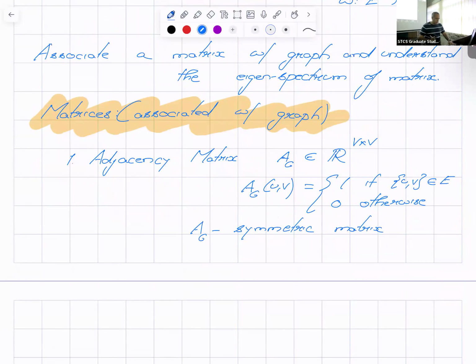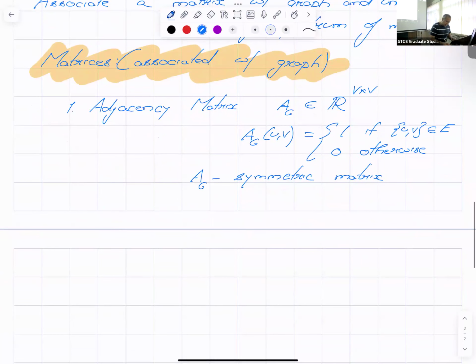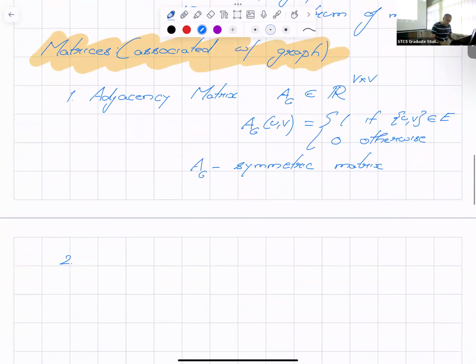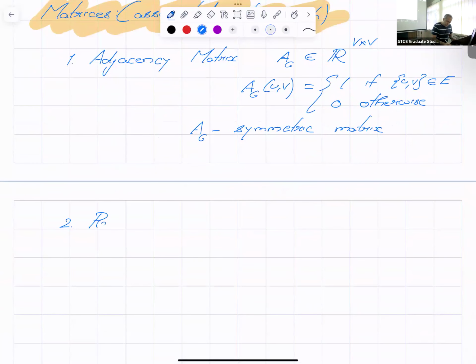That's one matrix. There are 2 other matrices. We will define them as and when they come. The other matrix which we'll talk about often in this series of lectures is the random walk matrix associated with this graph. We'll possibly define it by the end of the lecture. We will denote it by W_G.